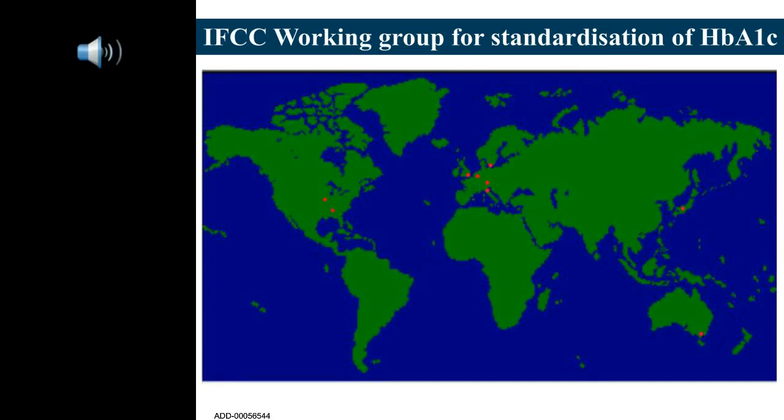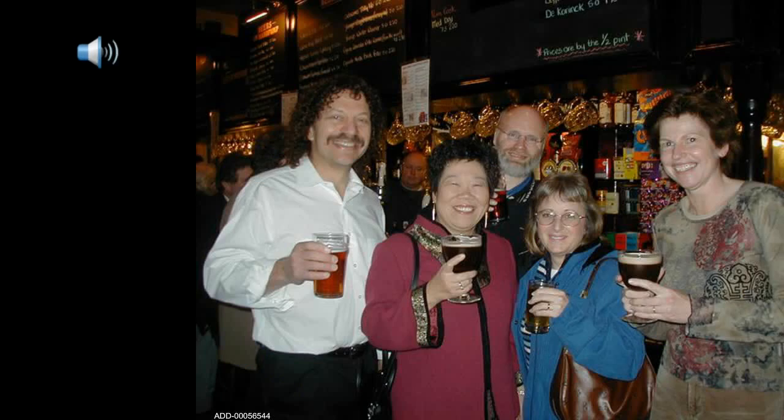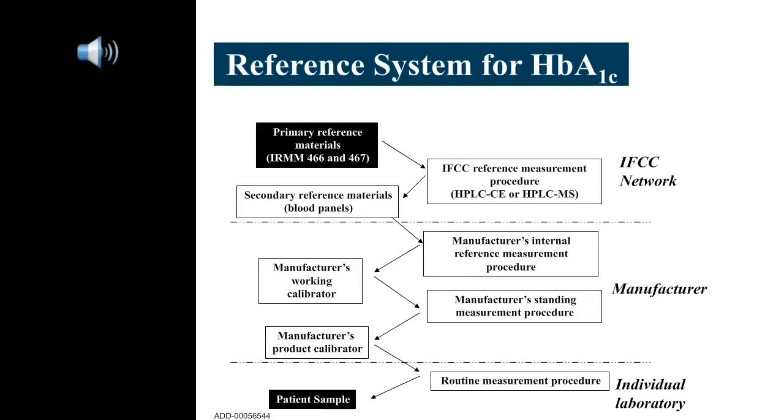The IFCC recognized this shortcoming in standardization of hemoglobin A1C and formed a working group with the brief to actually produce a reference measurement procedure and reference material for hemoglobin A1C. This working group worked hard over a number of years, and here you can see us working hard in a local hostelry here in Norfolk. But seriously, this was a daunting task, but after several years of work, a reference measurement procedure was described and published, and reference material was produced, which represented pure hemoglobin A0 and pure hemoglobin A1C, which could be used to calibrate the primary reference method.